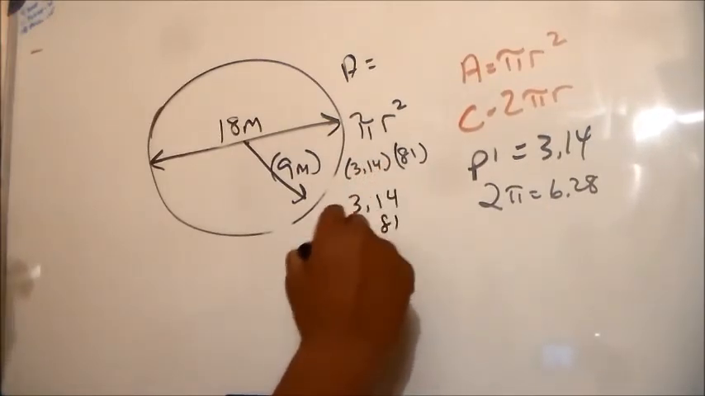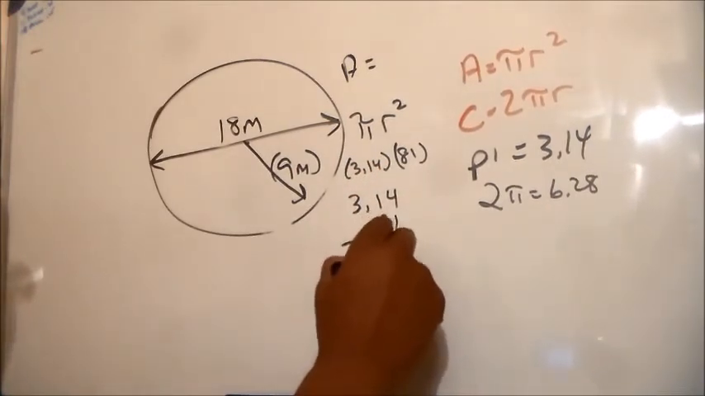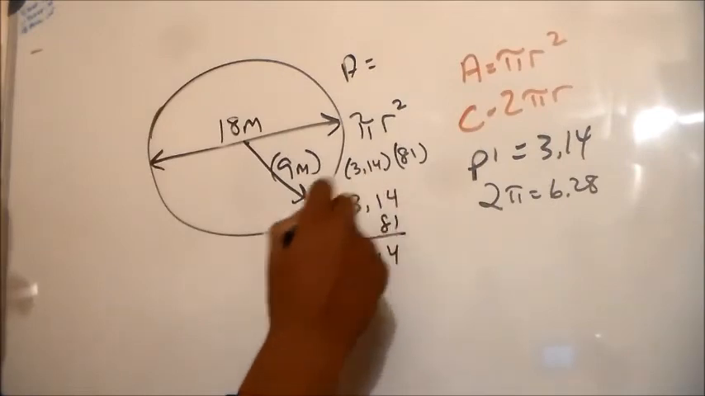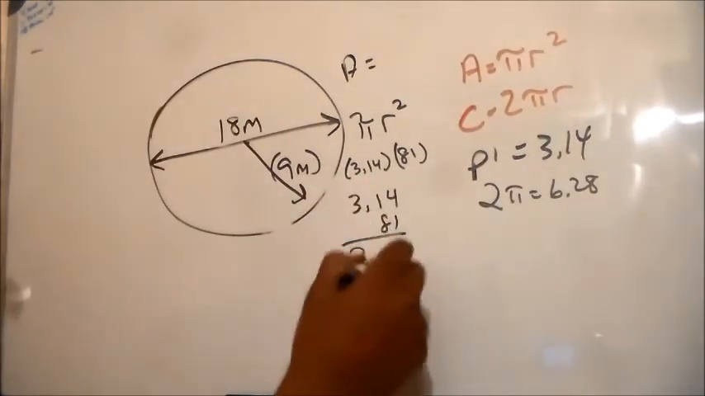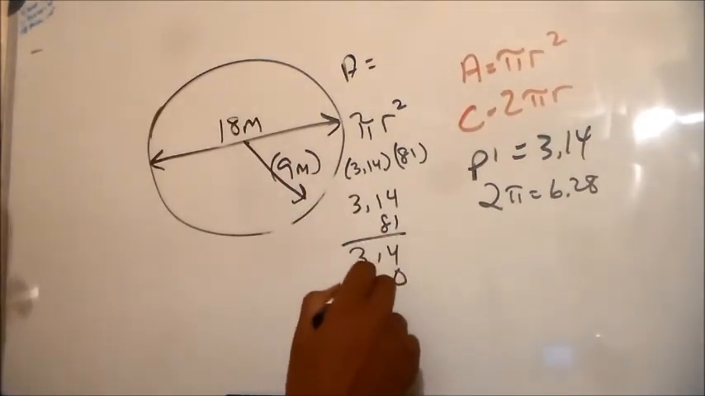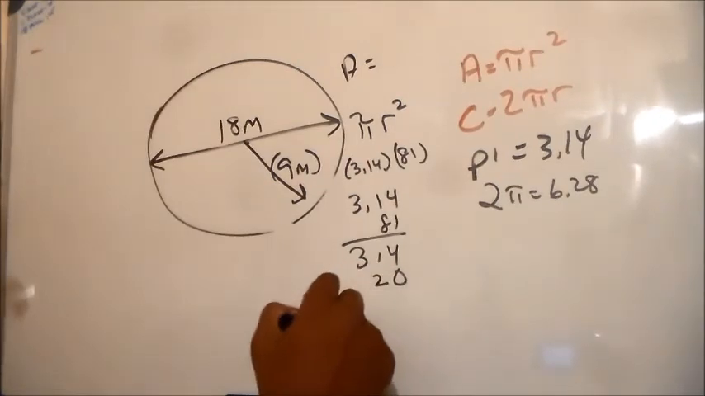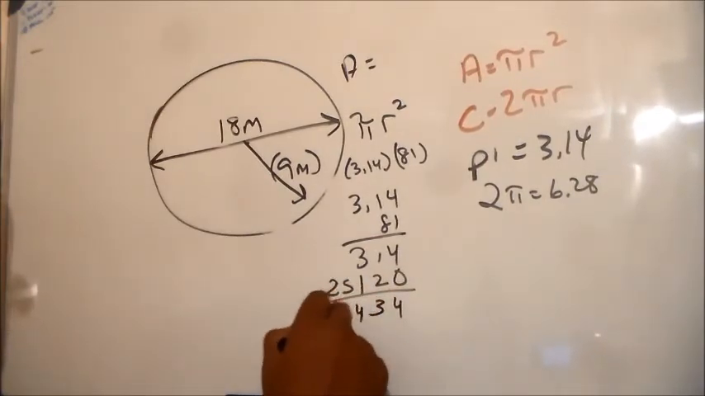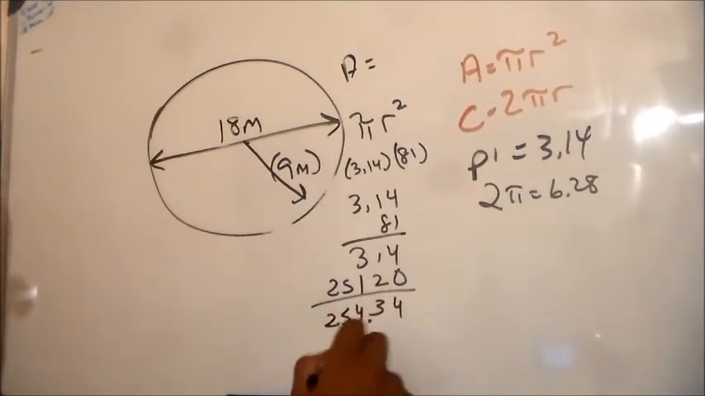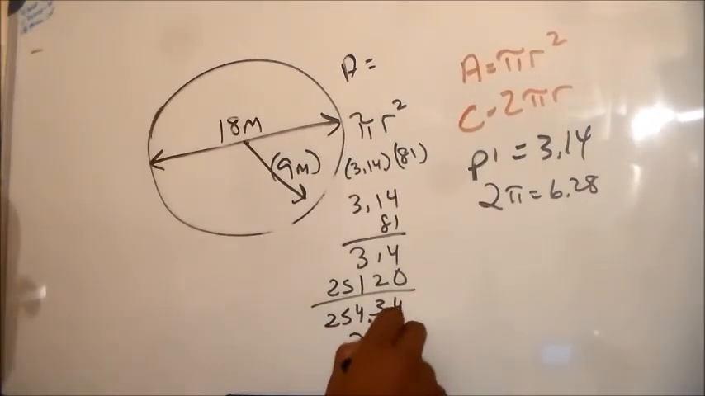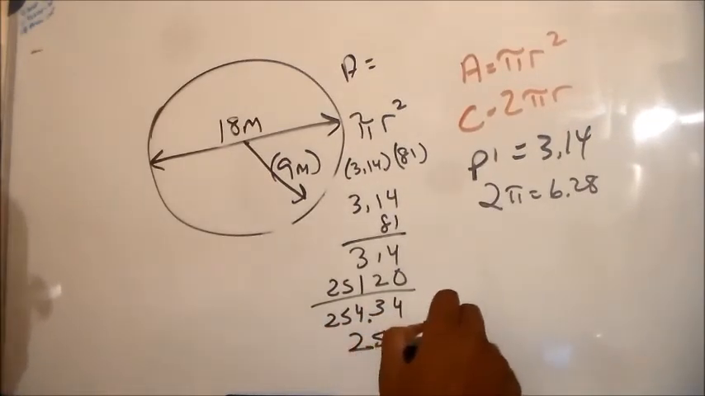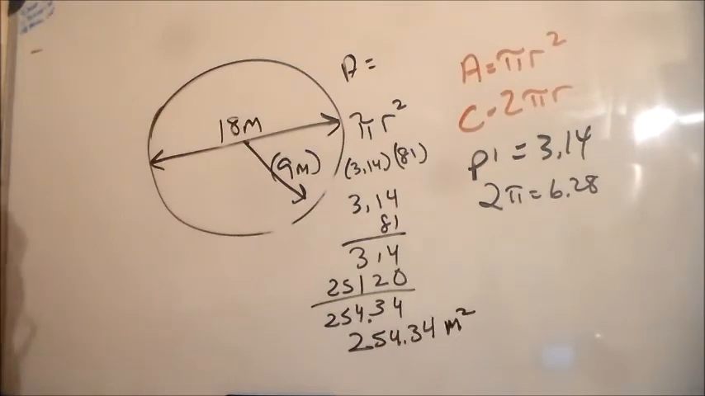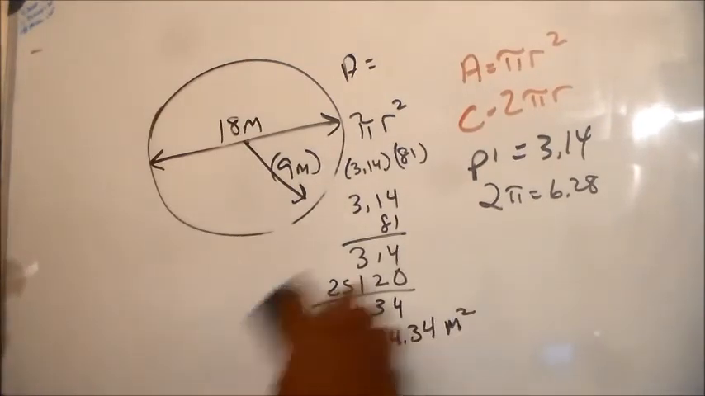3.14 times 81. Because it's a 1, it's just going to be 314, identical to the top row, and then 8 and so on. With 2 decimals, we get 254.34 square meters for the area. Now we want to find the circumference.